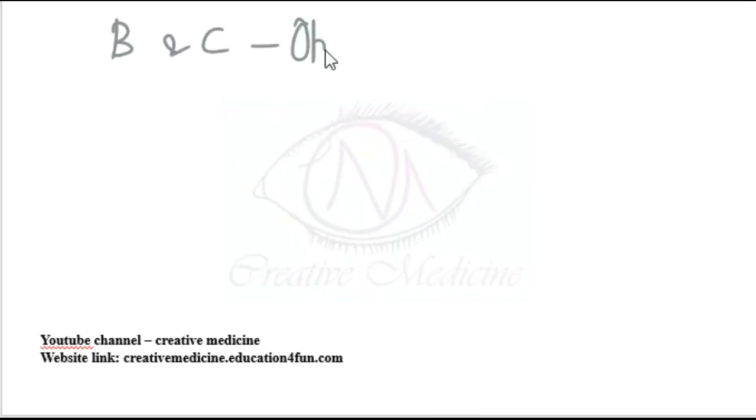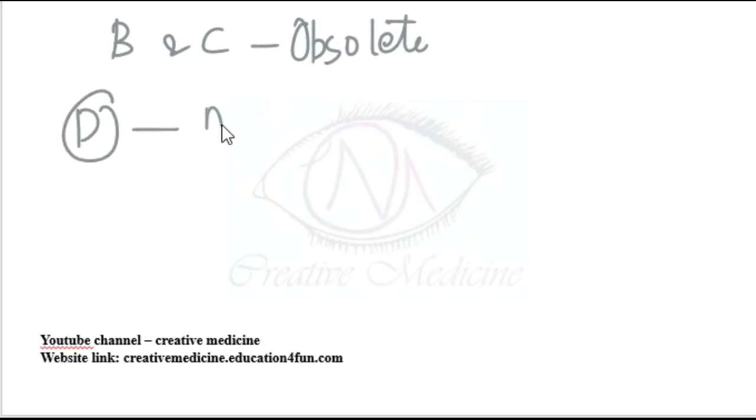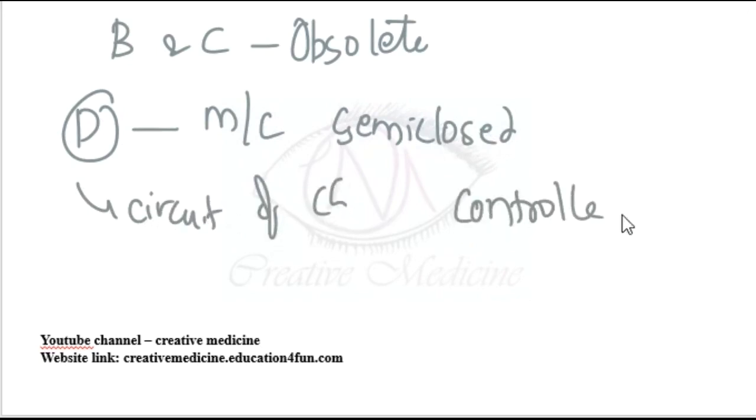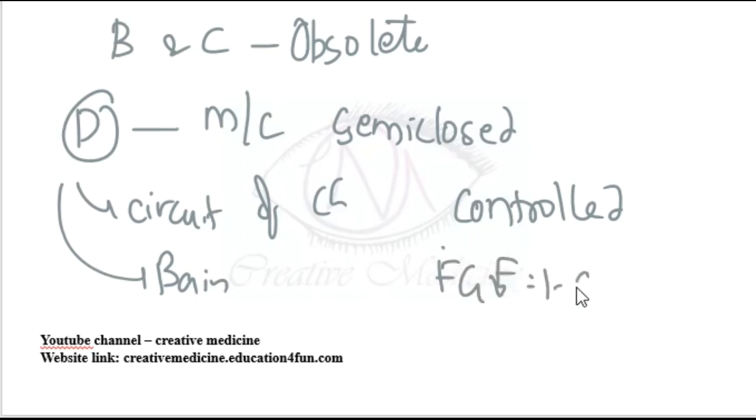Coming to Mapleson D, it is the most common semi-closed circuit used, and this Mapleson D is circuit of choice for controlled ventilation. Mapleson D is also called as Bain circuit. For controlled ventilation, fresh gas flow equals 1.6 times minute ventilation. For spontaneous ventilation, fresh gas flow equals 2.5 times the minute ventilation.